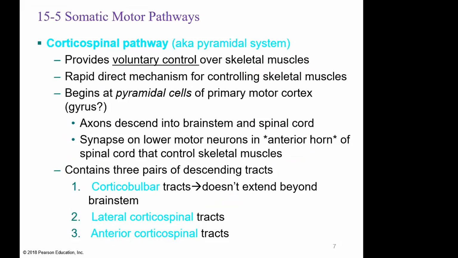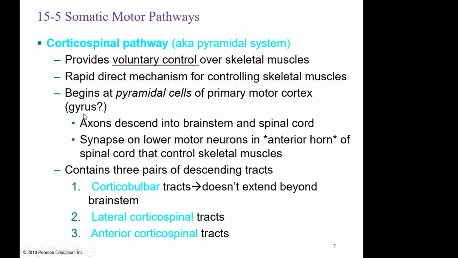All right, so let's talk about the corticospinal pathway. This is sometimes referred to as the pyramidal system. So if you see those words, pyramidal system, they're talking about this pathway, okay? It's just another term that can be used to describe this. Of course, we're talking voluntary control over skeletal muscles for the corticospinal because it's coming from the cortex to the spinal cord. So voluntary control and this rapid, direct mechanism for controlling skeletal muscles, you can see rapid and direct. So it's going to happen quickly and it will go straight there. It begins at the pyramidal cells. That's why it's called the pyramidal system, the pyramidal cells of the primary motor cortex.